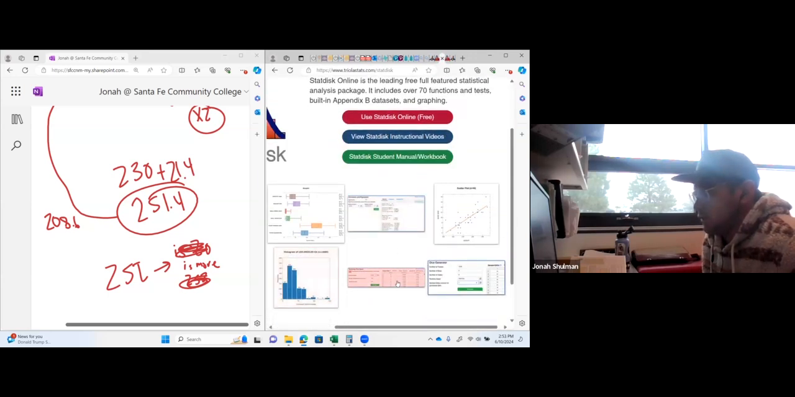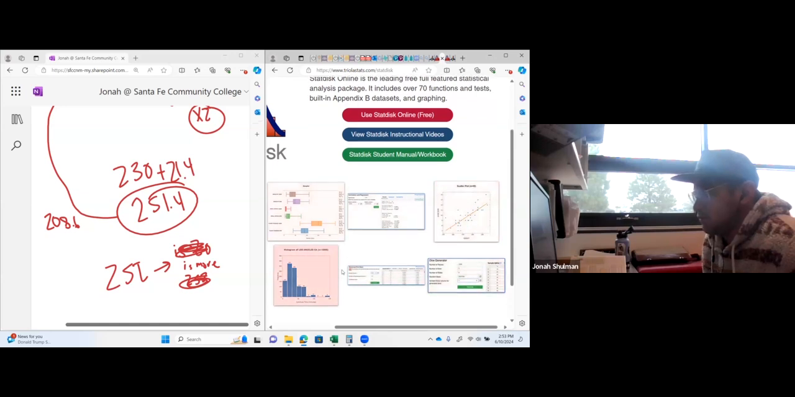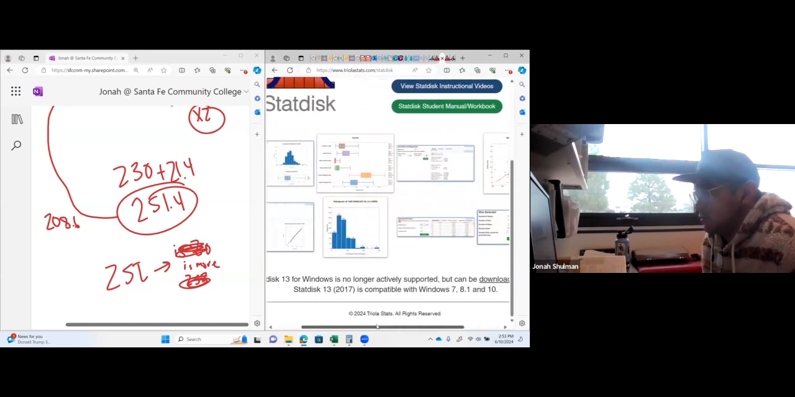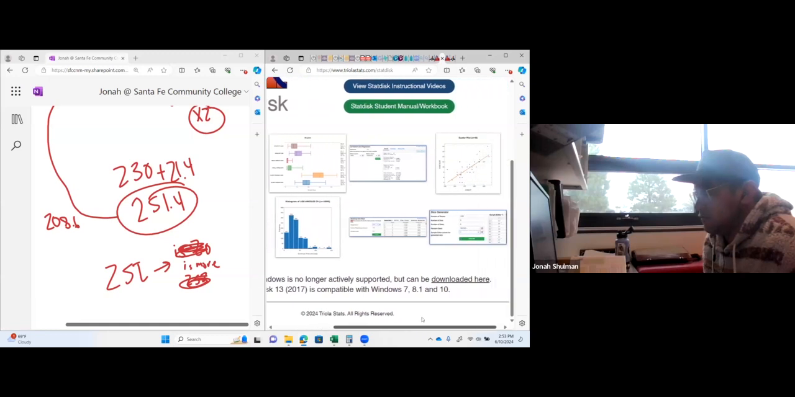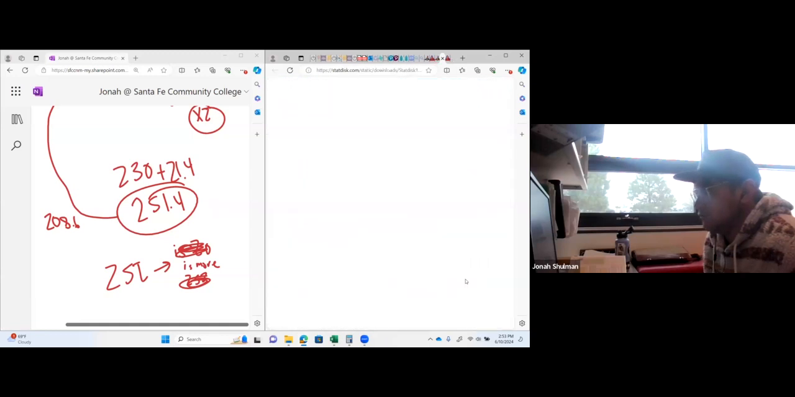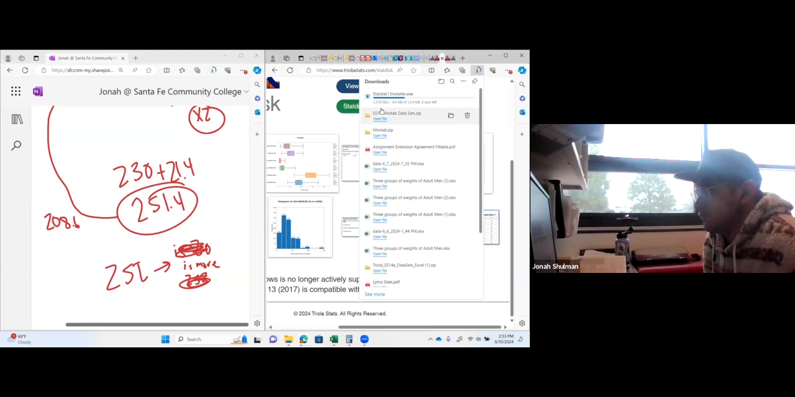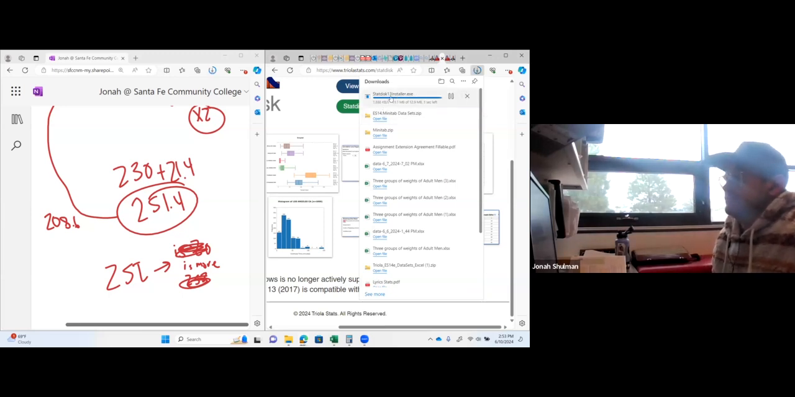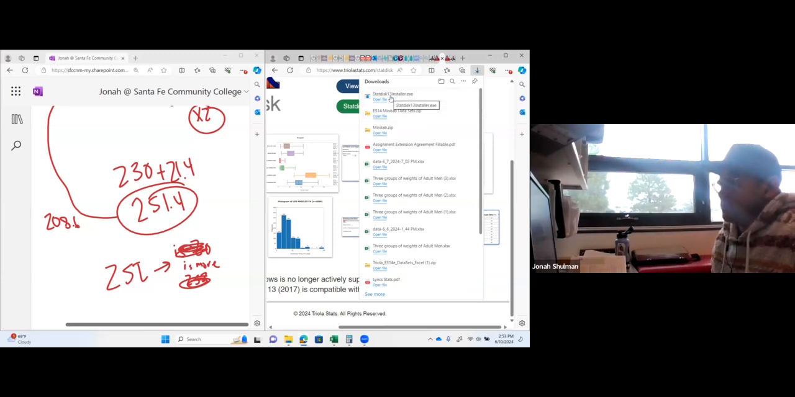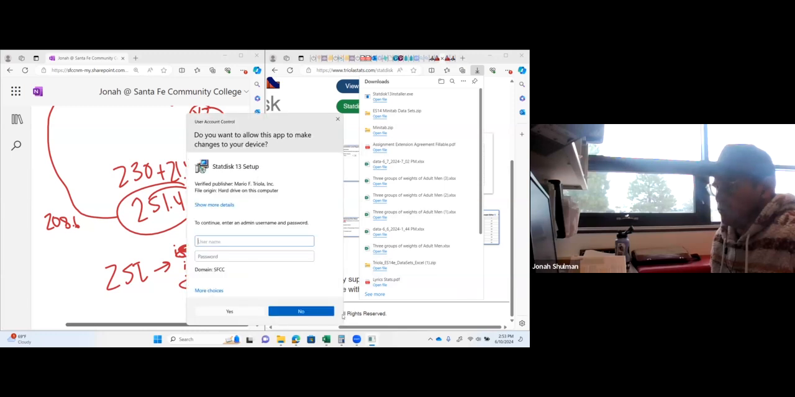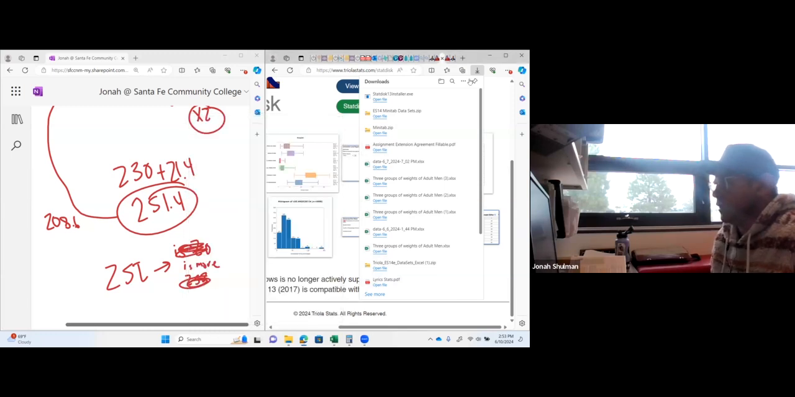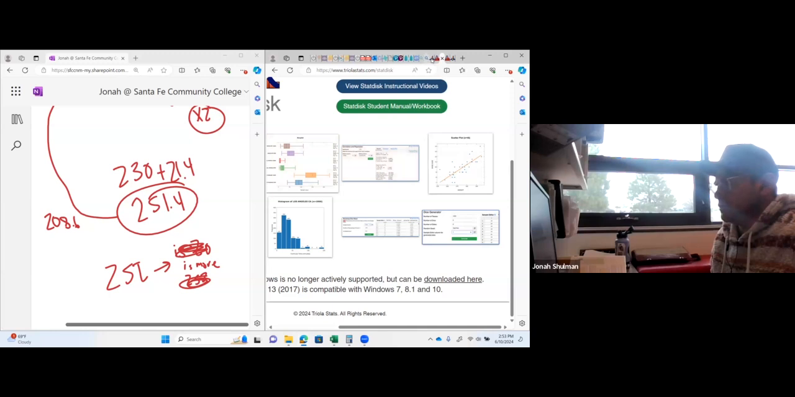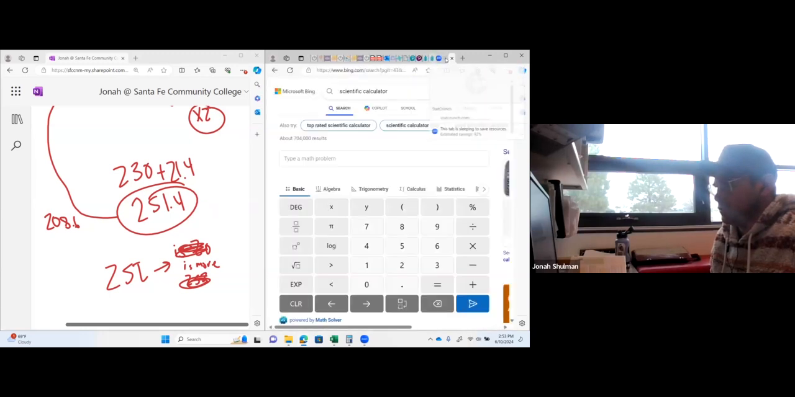I want this guy, right? Dice generator. No, that's boring. All right. StatDisk for Windows is no longer actively supported, but can be downloaded here. Here we go. I'm pretty sure there's not a specific problem that you really need it for, but let's see if this will actually work. Nope, it's not gonna let me put it on here. All right, well, I tried. I tried and failed, but at least you guys can put it on your regular computers if you want it. I don't think I'm gonna use it.